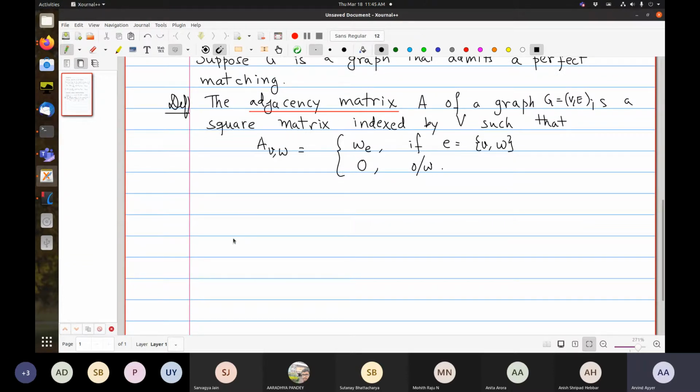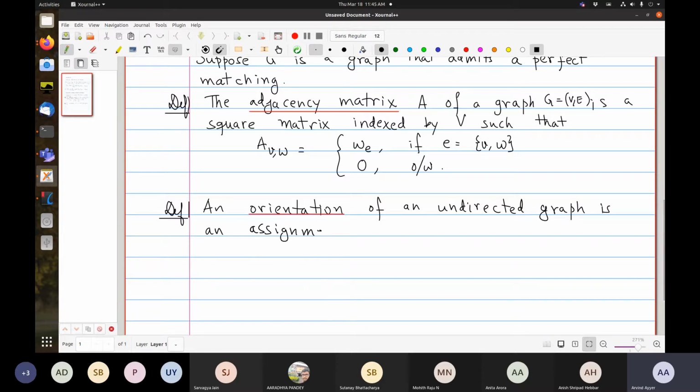We will need something more refined. So again, define it formally. An orientation of an undirected graph is an assignment of arrows to the edges.